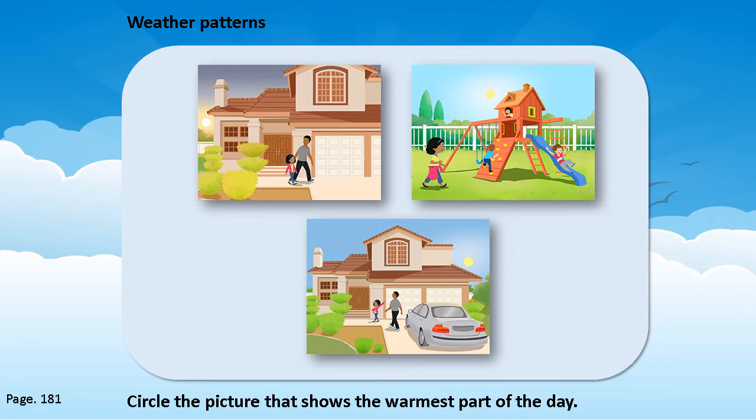So now, what do you think? Which picture are we going to circle? Which picture shows the warmest part of the day? Well done! Let's circle the second picture, which shows kids playing in the afternoon. So here, we've noticed that it is cool in the morning and at night, but it is warm in the afternoon.